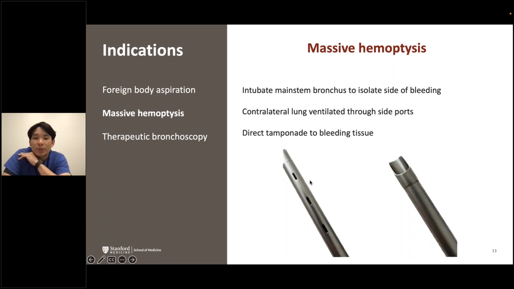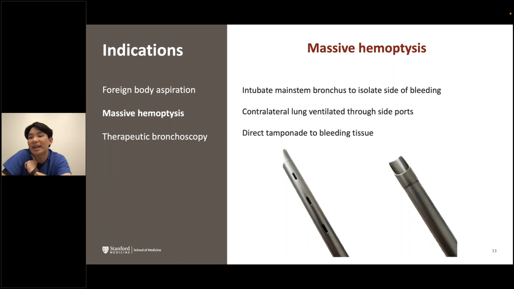And the rigid bronchoscope itself could be a tool that's doing the direct tamponade to bleeding tissue. Again, caveat here is that if a patient is having a massive hemoptysis event in front of me, unless I have the rigid bronchoscope in the patient's mouth or have it right next to me set up already, it would take too long probably to set this up. And more likely than not, you'll have flexible bronchoscopy that's available.